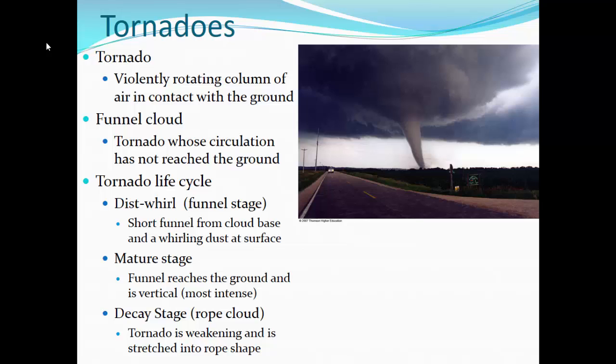And the life cycle of a tornado is the funnel stage, the mature stage, and then the decay stage. The funnel stage is known as the dust swirl, a short funnel from the cloud base and a whirling dust to the surface. The mature stage is, of course, its most intense, when that funnel is nearly vertical. And then once you start to get those ropey types of tornadoes that you see, that is the rope cloud stage, and that is when the tornado is weakening.